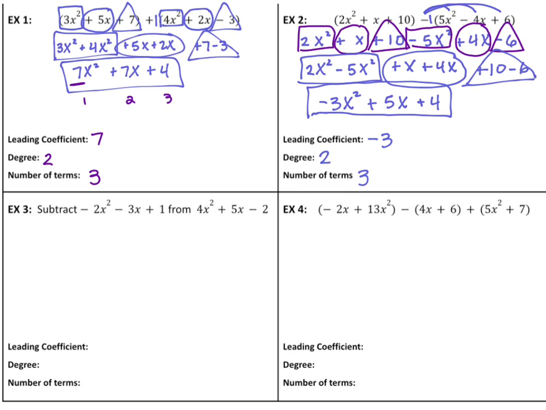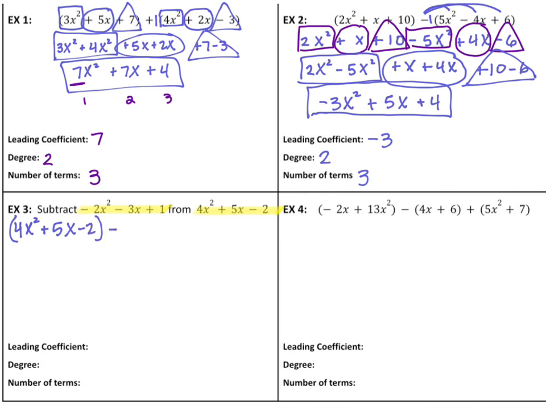All right, 2 more examples. Number 3 is written in words, so we're going to have to write it as an equation. It says subtract -2x squared minus 3x plus 1 from 4x squared plus 5x minus 2. When it says subtract this from this, we write the second expression first, because it's telling us to subtract this one from this one. So let's start off by writing 4x squared, and let's use parentheses here to identify the two polynomials, plus 5x minus 2.